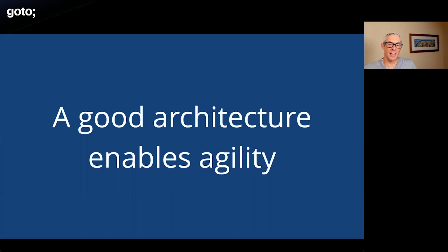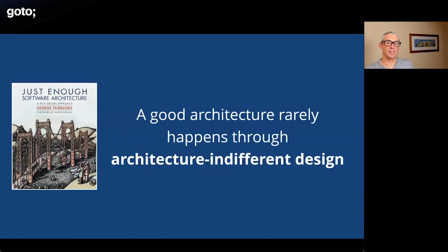You don't get that characteristic for free, though. You don't get agility just by hacking out some code and kind of hoping for the best. So you need to put some thought into this. George Fairbanks has a great book on software architecture called Just Enough Software Architecture. And in that book, he says this: a good architecture rarely happens through architecture indifferent design. What's architecture indifferent design? It's basically just choosing a solution. It's making decisions because that's what we've always done in the past.